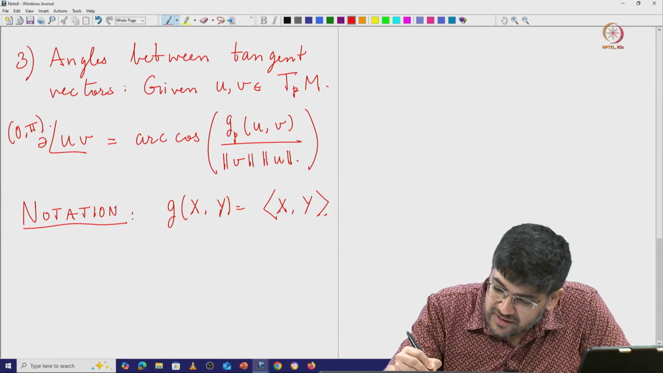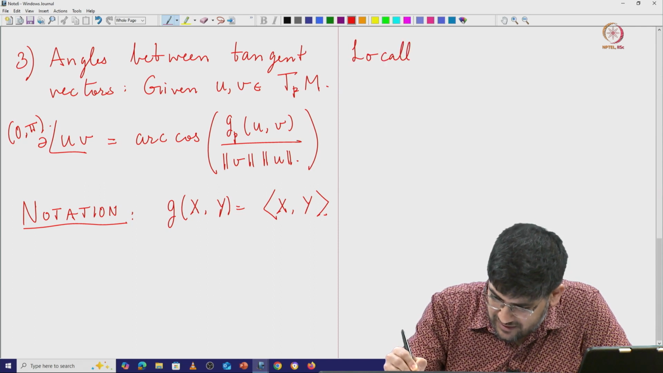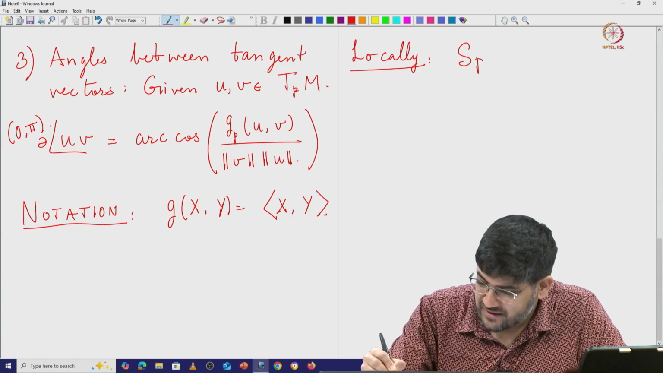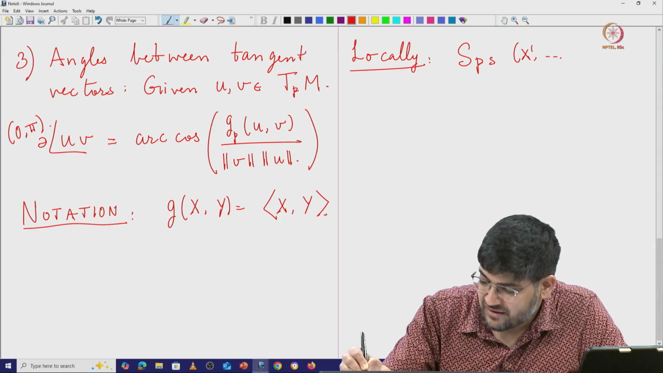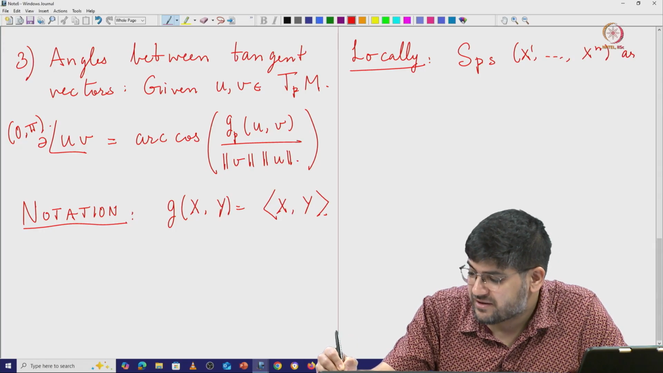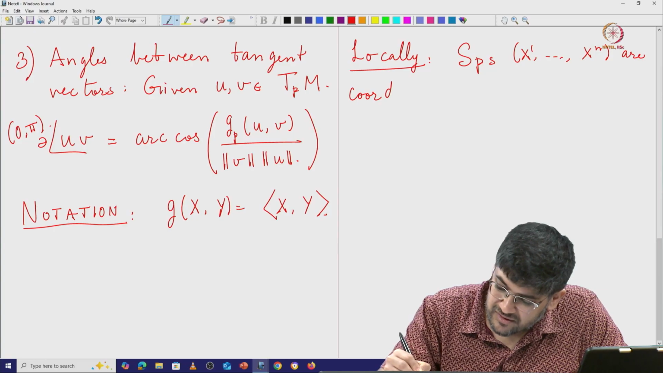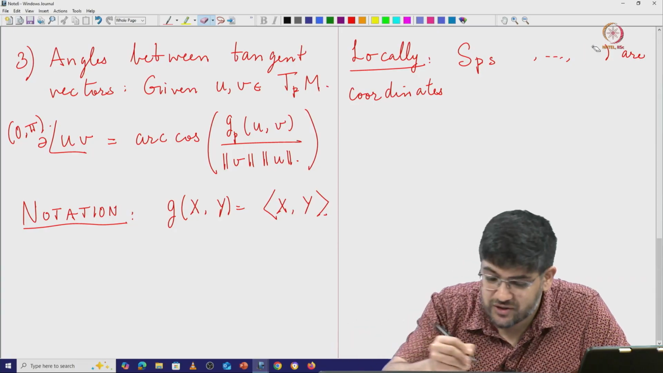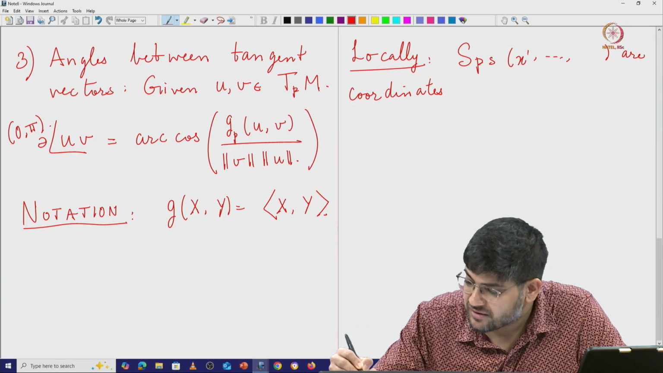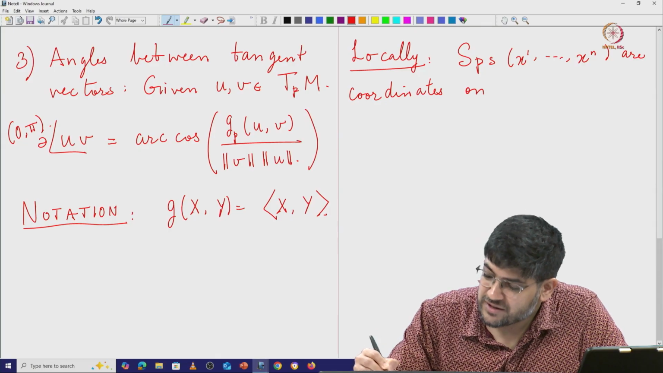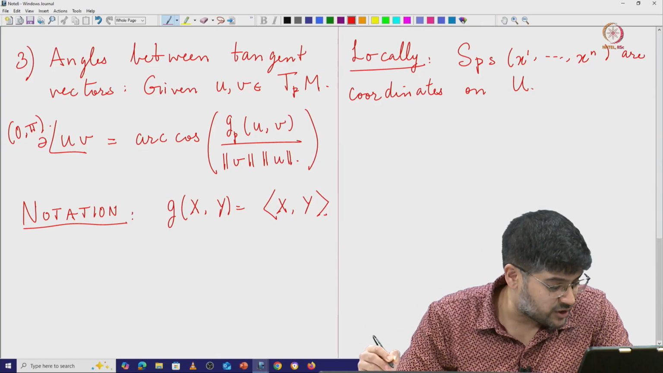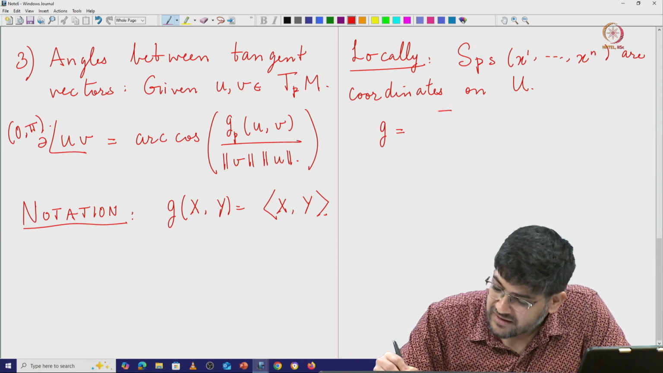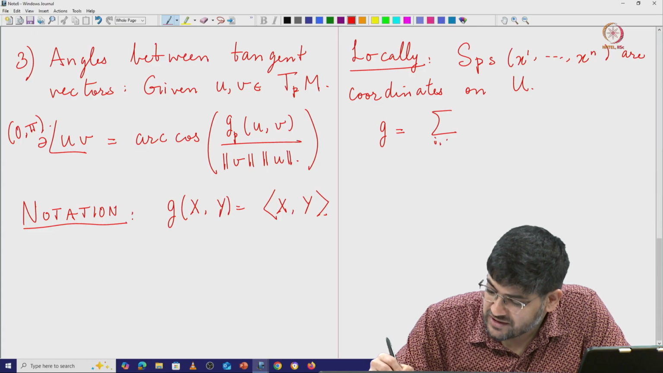All right, so locally, suppose x1 up to xn are, let's say, coordinates on some open set U, then we already saw that a 0-2 tensor can be written in this form.